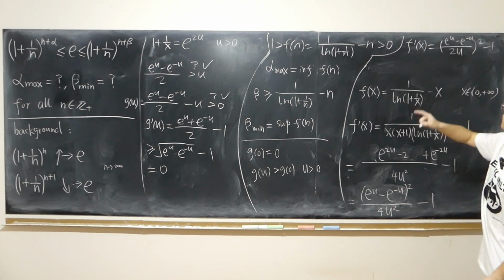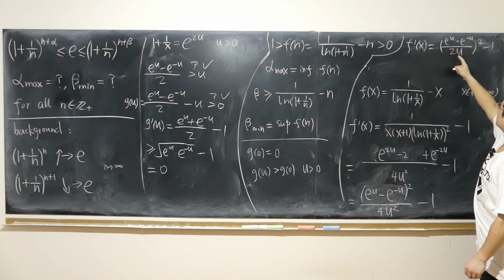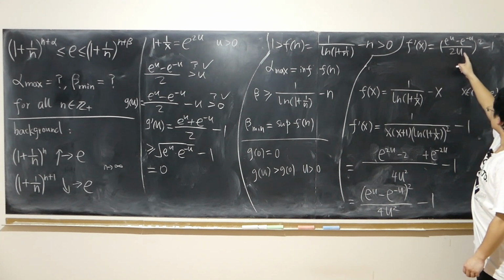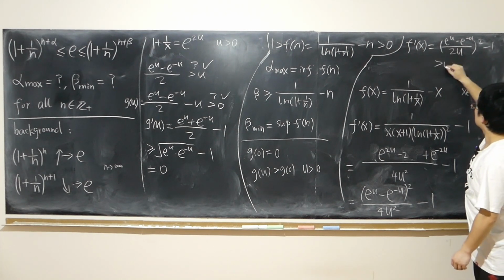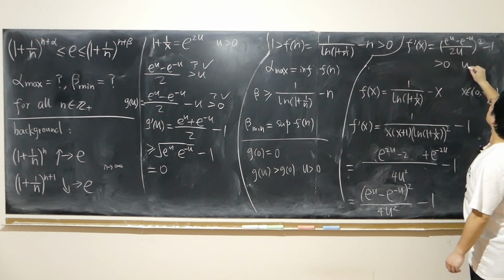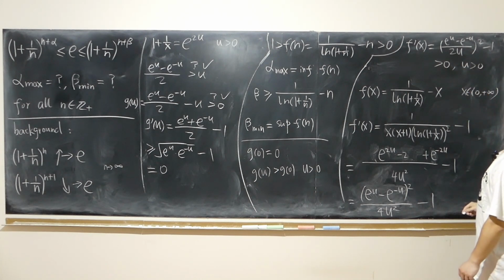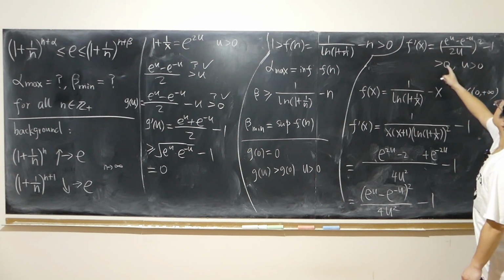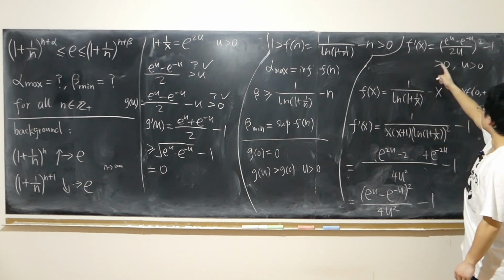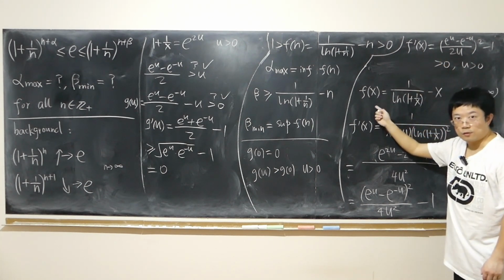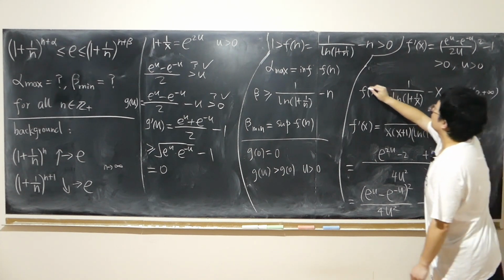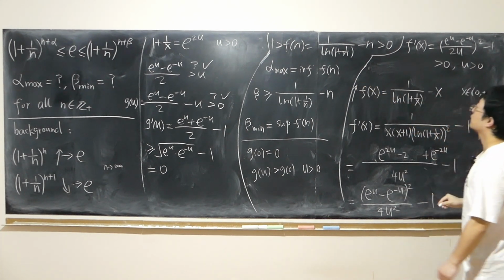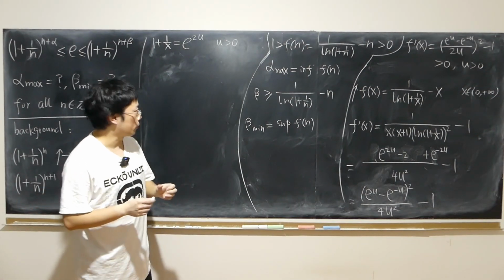So like I said, half of e to the u minus e to the negative u is already greater than u. When you divide it by u, it's greater than 1. So greater than 0 when u is greater than 0. So which means the derivative of f is greater than 0, which means the function f is also increasing when x is in this region, also an increasing function.